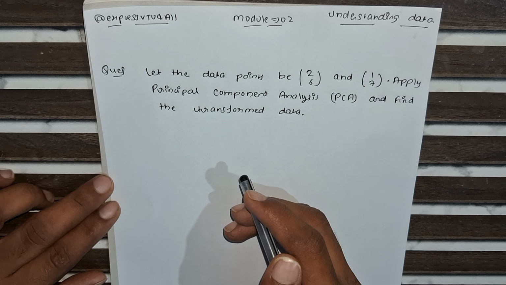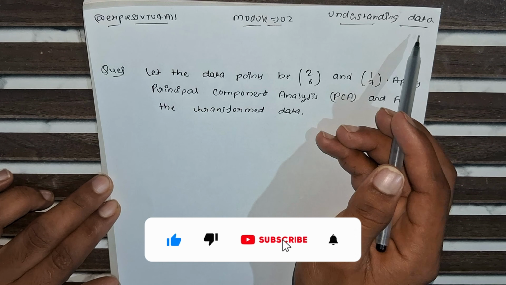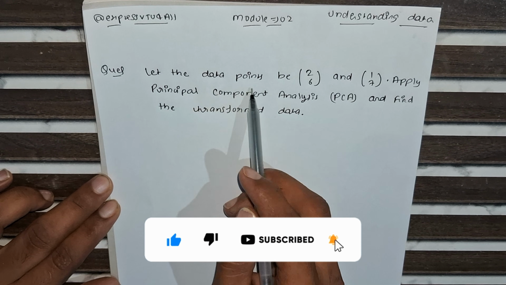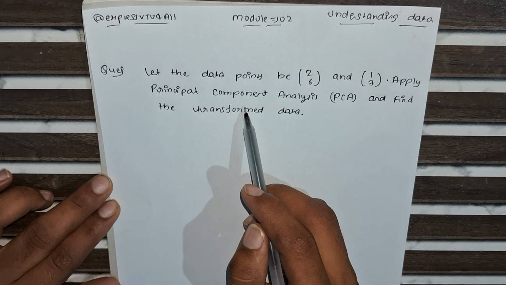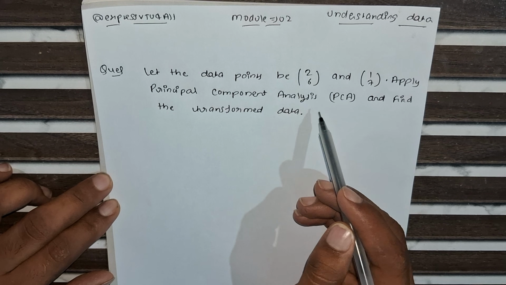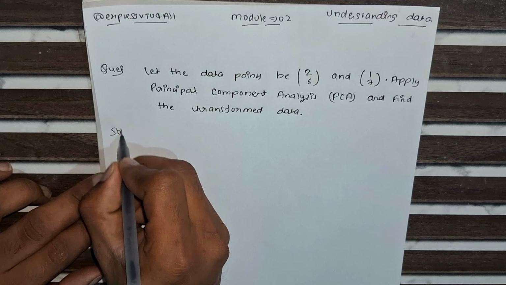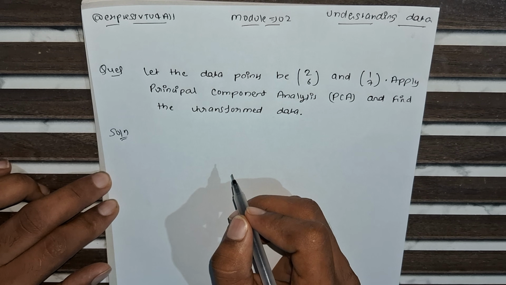In this video, we are going to solve a very important problem from module 2, understanding data. So the question is, let the data points be (2, 6) and (1, 7). Apply principal component analysis PCA and find the transformed data. This is the data point which is given here. So let's solve it. In the first step, we have to form the data matrix.